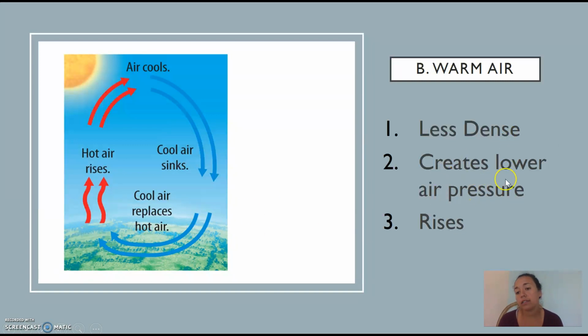And the reason why it creates a lower pressure, because remember your warm air kind of spreads out, like the molecules thin out, and there's less pressure there because of that. And your hot air will rise. And again, hopefully this is a review of what we learned before break, but if not, here you go. So warm air, less dense, will rise.